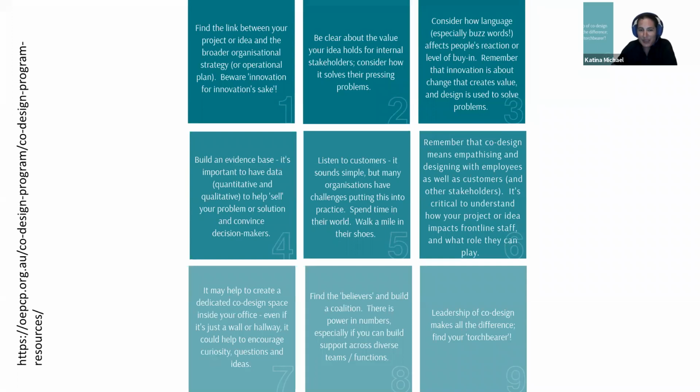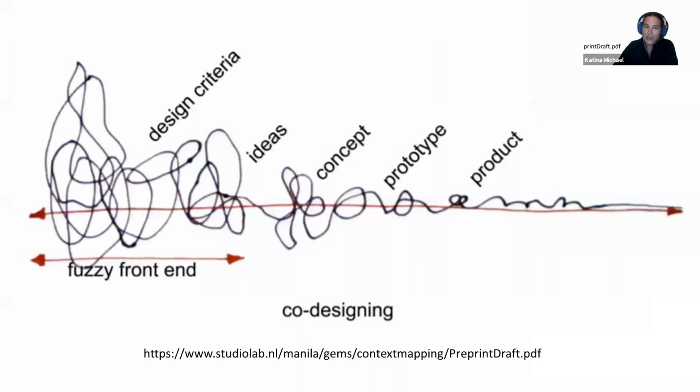Find the believers and build a coalition. That's a big thing for you in co-design. But I'm going to advocate not just believers, because they can come from your organization. I would say from diverse industry stakeholders, government, and so forth. You will find them if you look for them carefully. And leadership of co-design makes all the difference. Find your torchbearer. Co-design requires precision in communication, in project management, and in goal setting and fulfillment. You need someone to take you through those steps and make sure you're not over budget or otherwise.